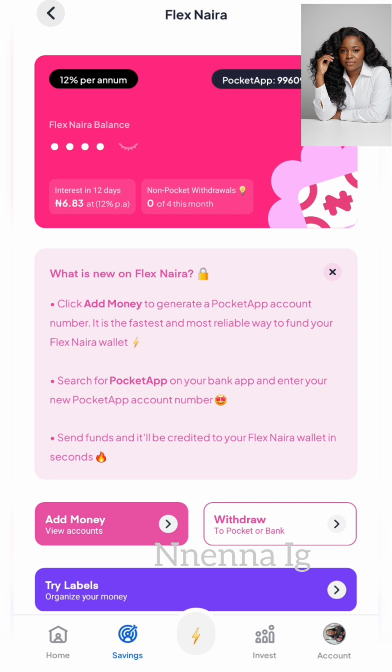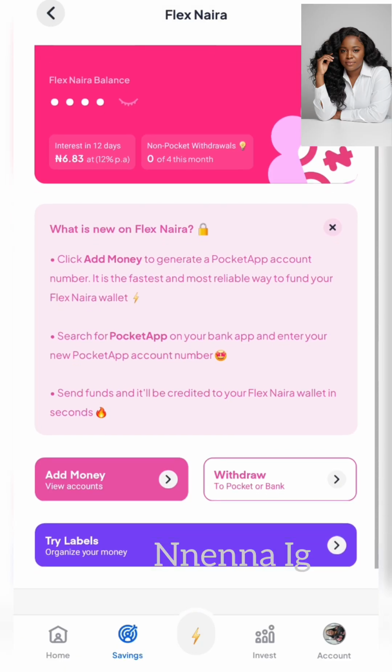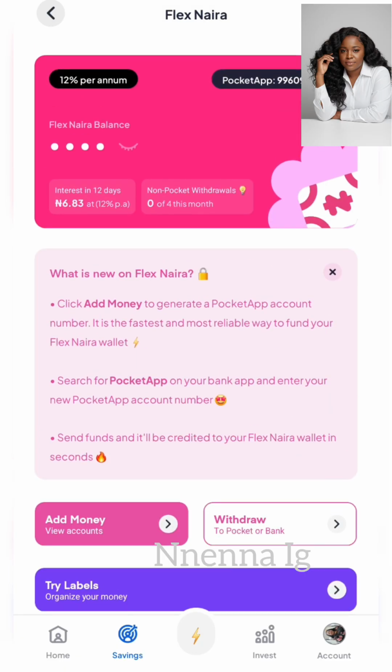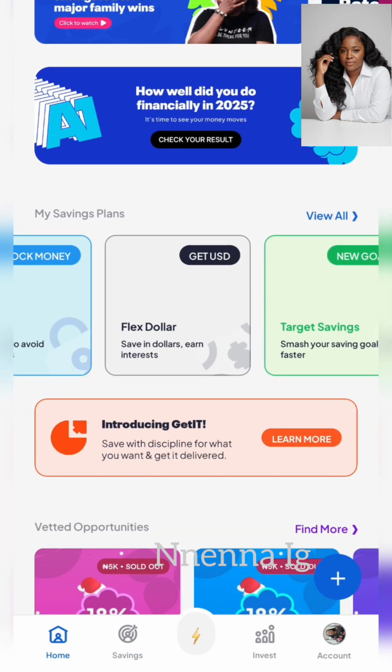Flex Naira is just a place where you save money that you don't want to use in the short term. It's flexible. So if you don't want any strict rules, and you want to save and withdraw anytime you feel like, this is for you. It accumulates up to 12% interest per annum. You can withdraw 4 times in a month, so it's quite flexible compared to the other options.